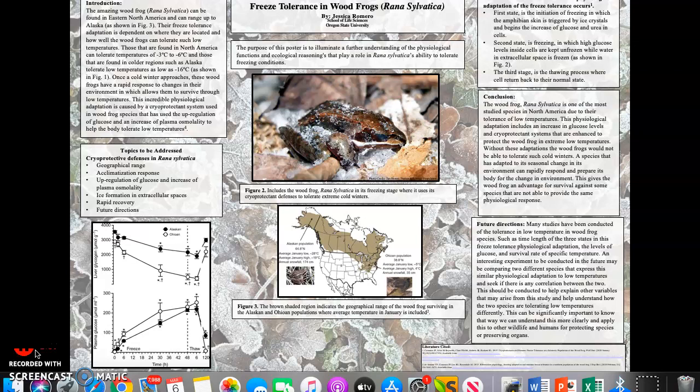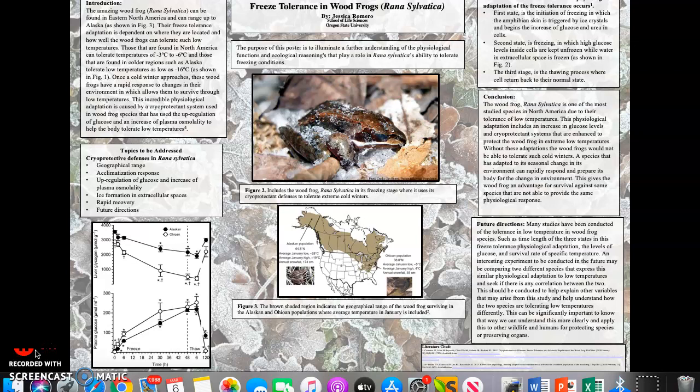This then becomes the freezing stage, in which the water outside the cell becomes frozen, but the cell itself is unfrozen with high levels of glucose. For the thawing stage, after winter has passed and temperatures increase, the frog will return to its normal state. The wood frog is the most studied species in North America due to its freeze tolerance in low temperatures. Its cryoprotecting systems are enhanced to protect the wood frog from injury.